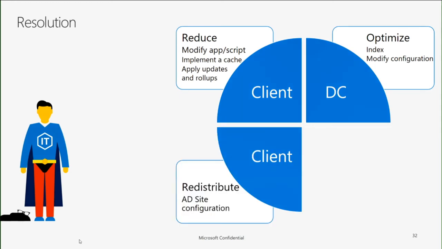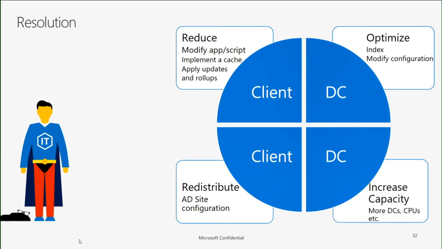Another client-side possible solution, redistribute the clients. Put them in other sites. Make sure the clients are mapped to the proper AD site so it's not going across the WAN and DCs having to respond over a slower network connection. And then finally, of course, increase capacity. Add more DCs, more CPUs, more RAM, whatever. But if you were going to do this last thing, why did you bother even troubleshooting the issue if you're just going to throw money at it. So ideally, you fix your application or your script, or at least you add an index.